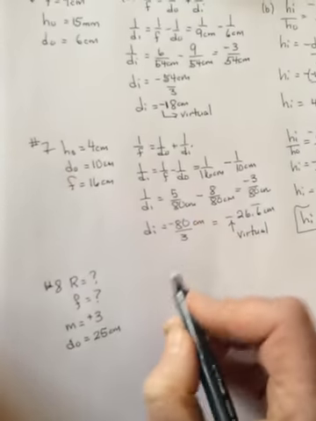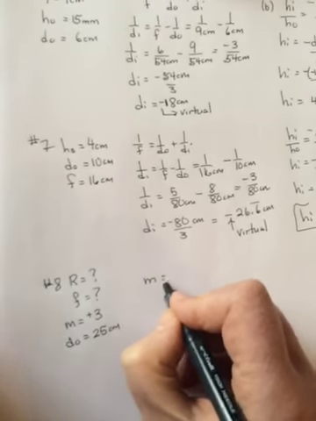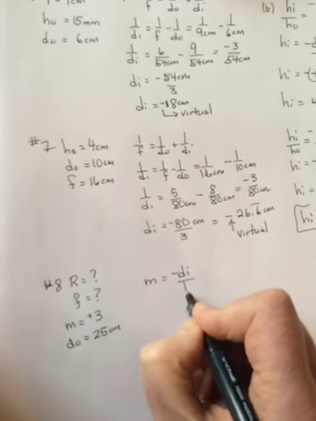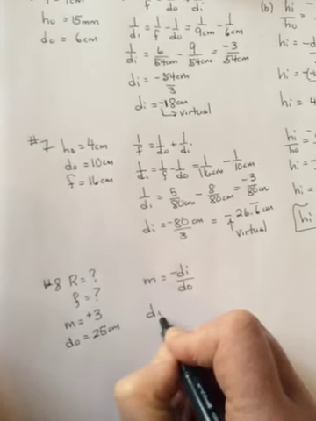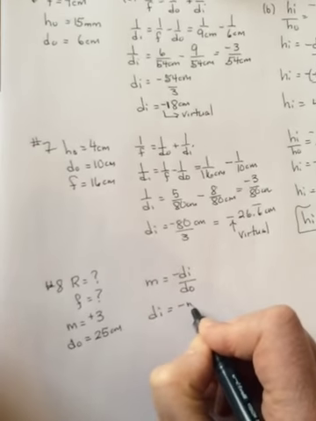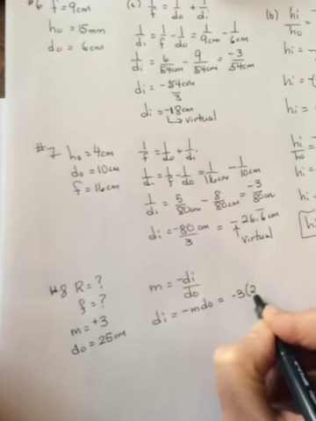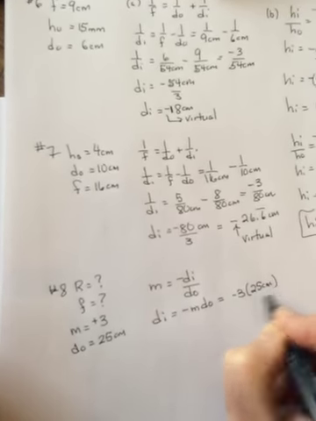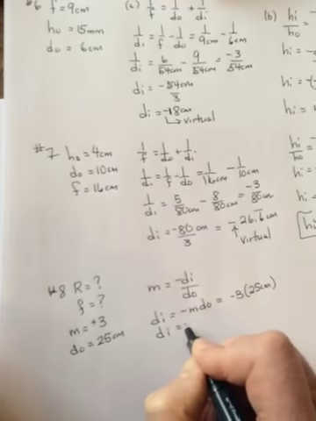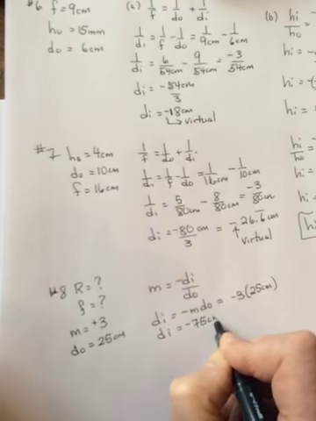Okay, so the first step would be to find DI. So M equals negative DI over DO. So DI is going to equal negative M times DO. So negative 3 times 25 centimeters. So DI is going to equal negative 75 centimeters.